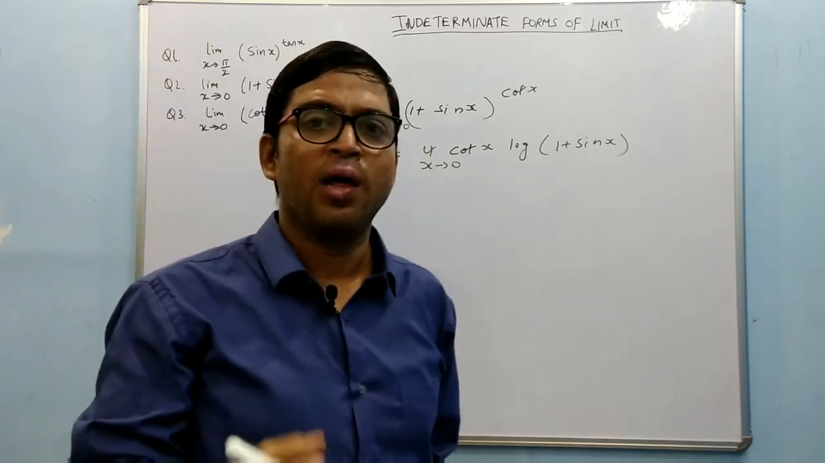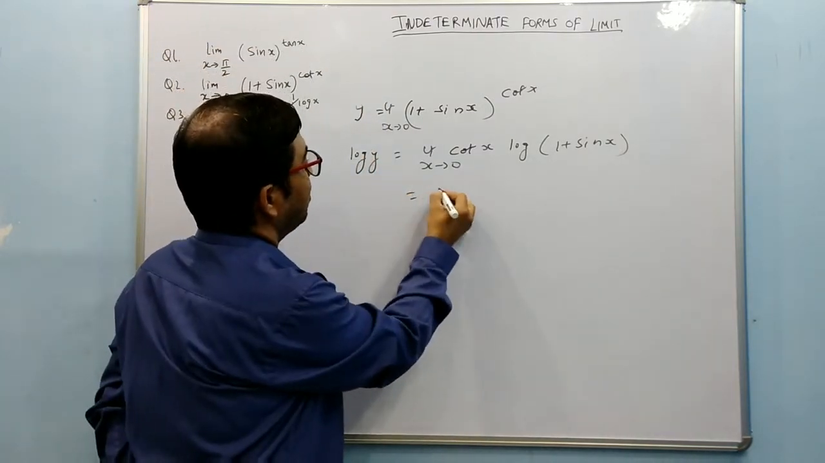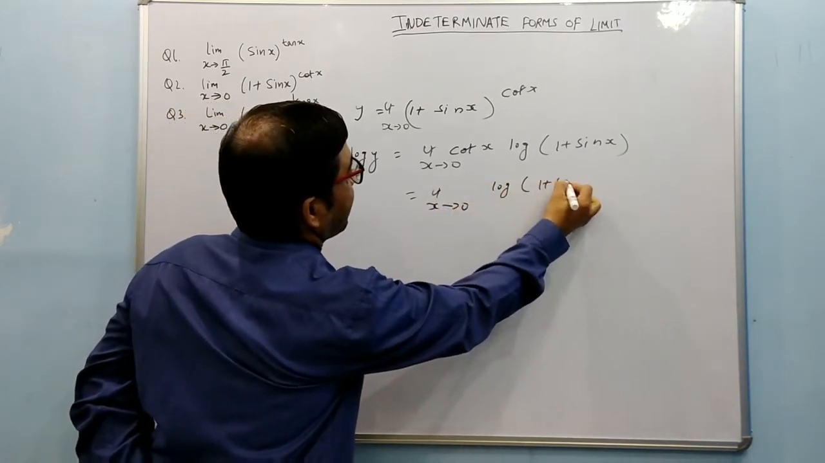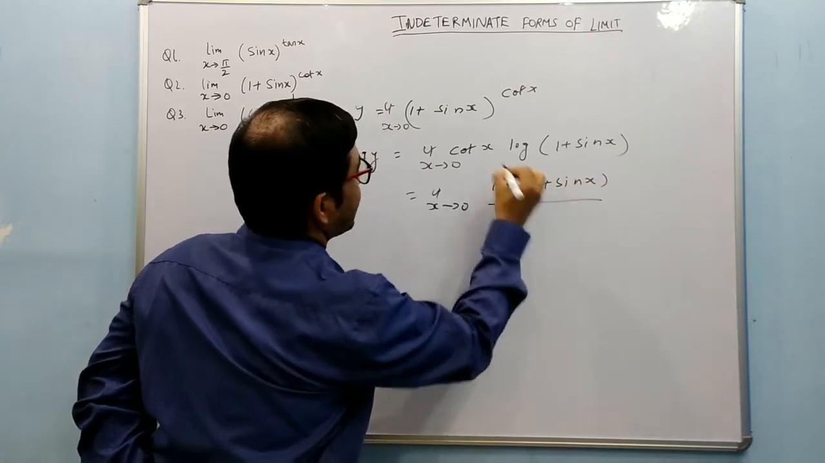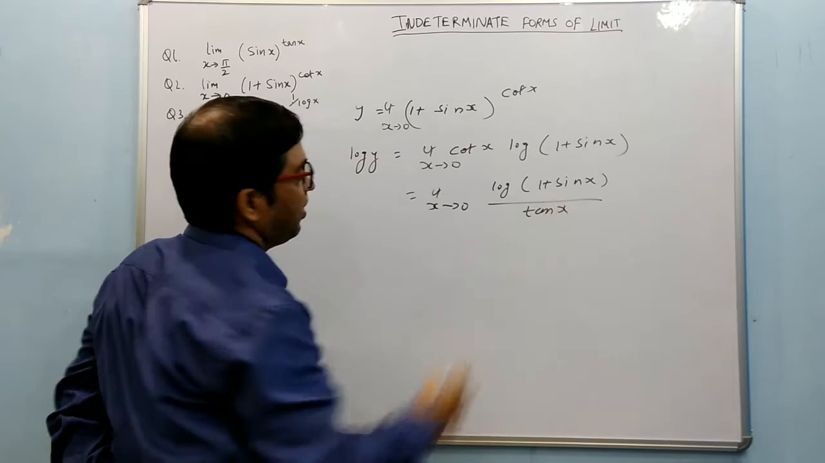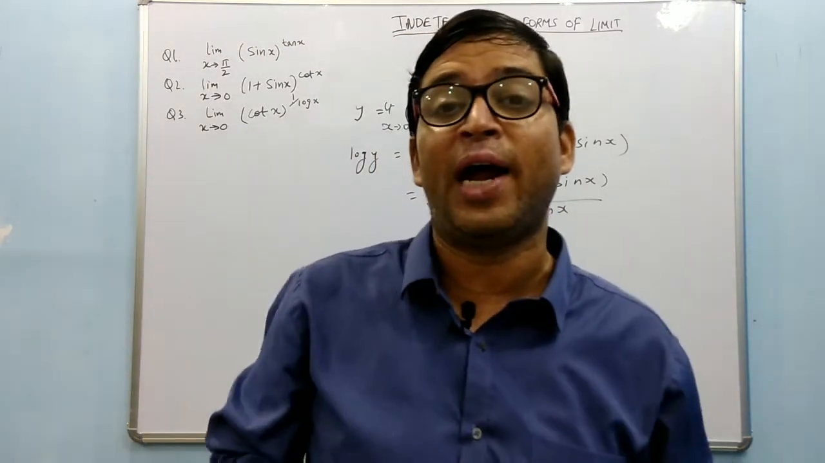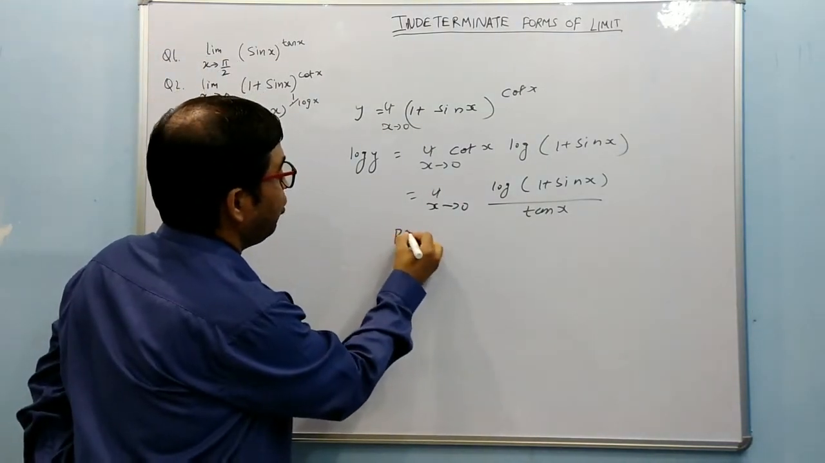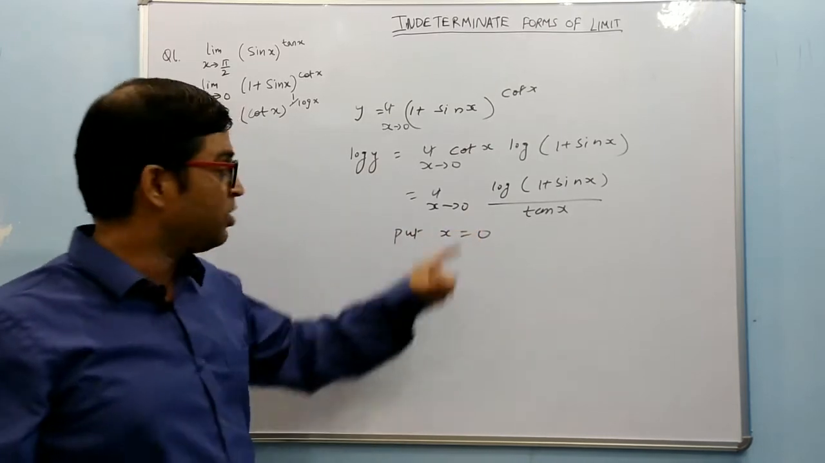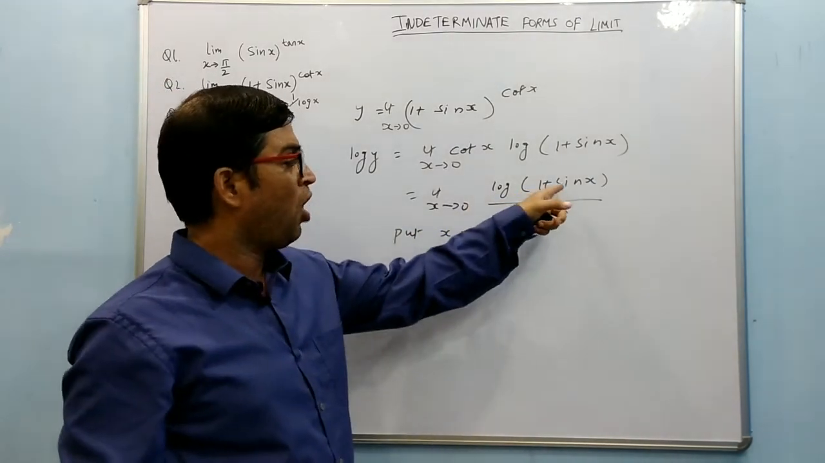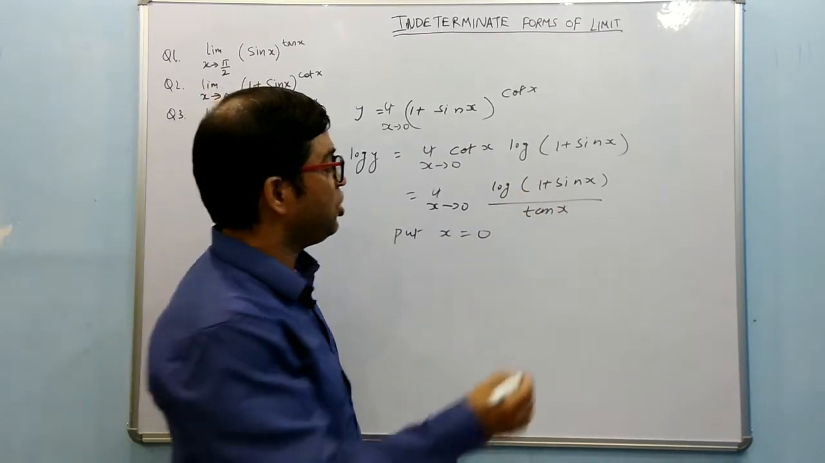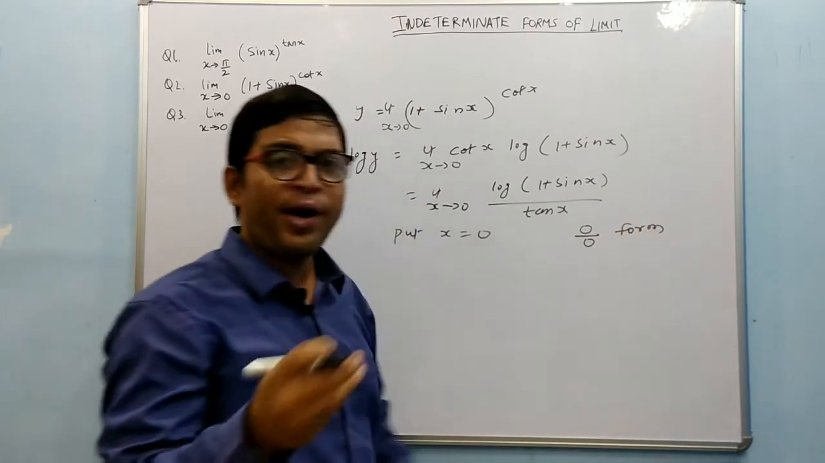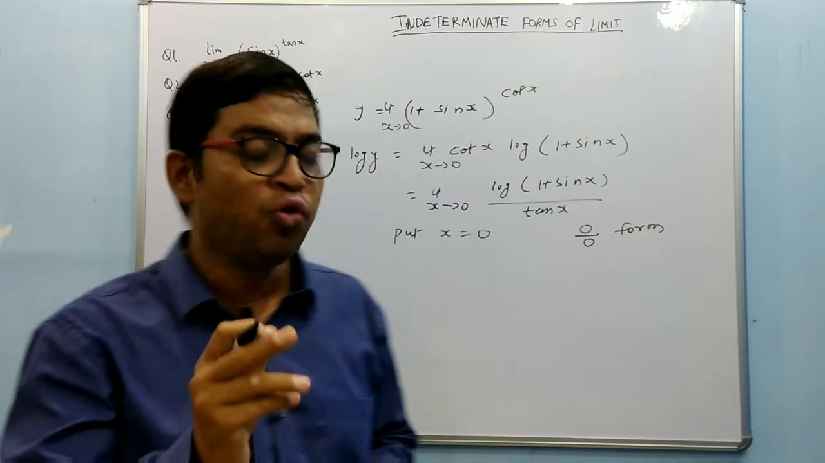Again I applied the basic log m to the power n. It is limit x tends to 0 of log(1 plus sin x) divided by cot x, which can be written as 1 by tan x. We have to introduce first floor and ground floor both. Now put x equal to 0 because x is tending to 0. It is coming out to be log 1, that is 0, by tan 0, that is 0. So 0 by 0 form. So now you are authorized to apply L'Hospital rule.